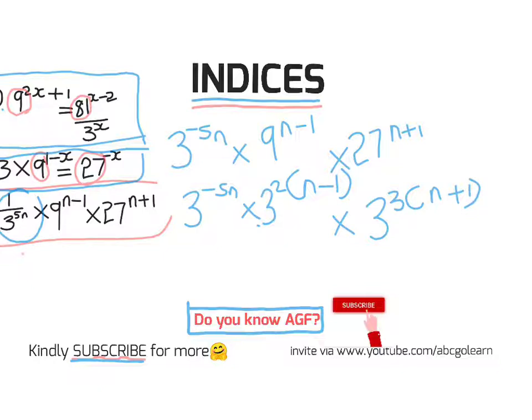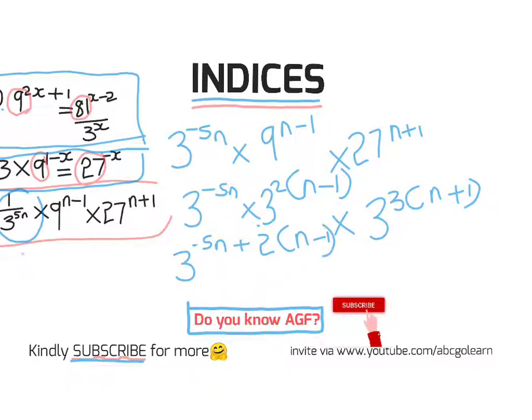Now, with this very thing we've gotten, you can actually add these very indices together. This very multiplication will turn to addition. So you would get something like this: 3 raised to power minus 5n. Now you would have plus, because of the multiplication, it will turn to plus. But if it is division, it will turn to minus. You would have plus 2 into bracket n minus 1.